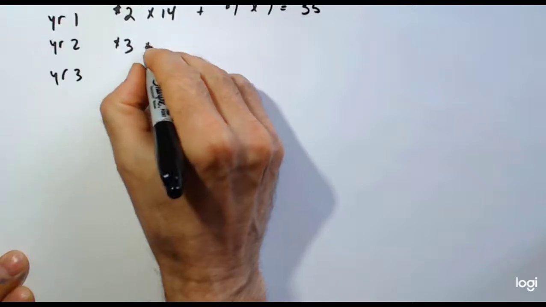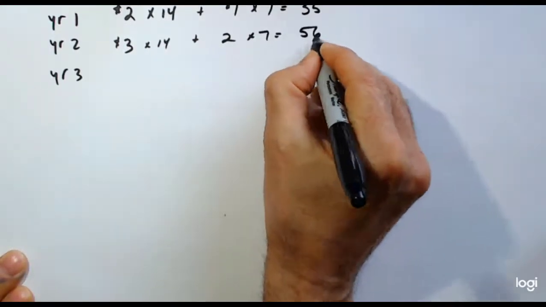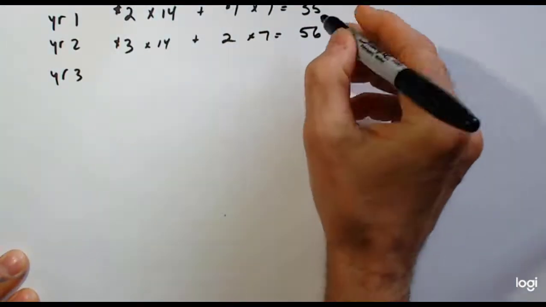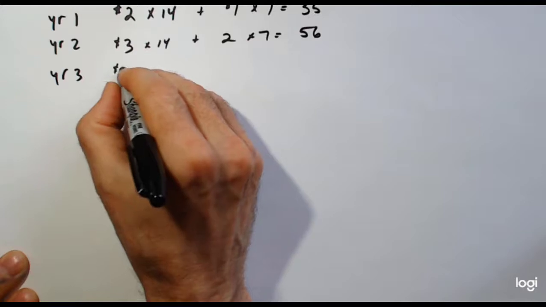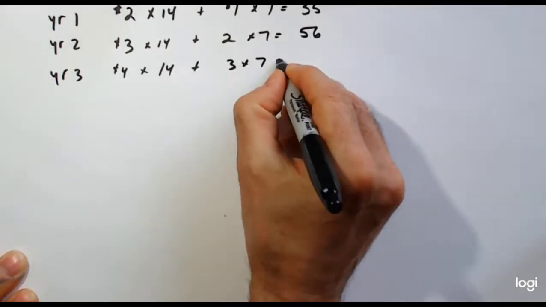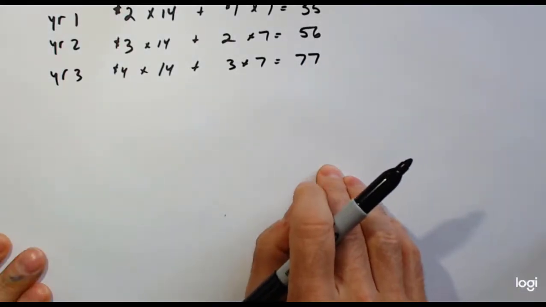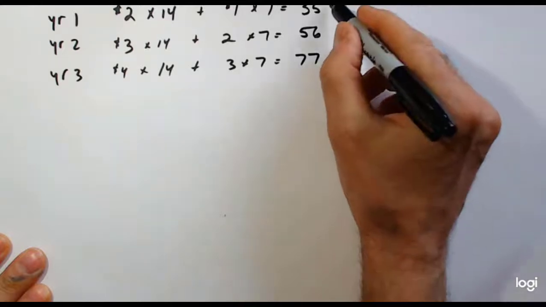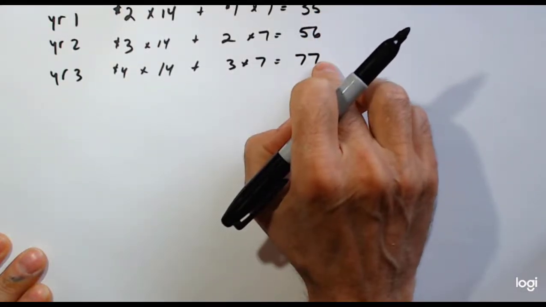The next year, the index is 56. Or the price of the basket is $56. And then the next year, the last year we have here, the cost of the basket is 77, or the index is 77. Now, you could think of this as the index, or this is the cost of the basket.